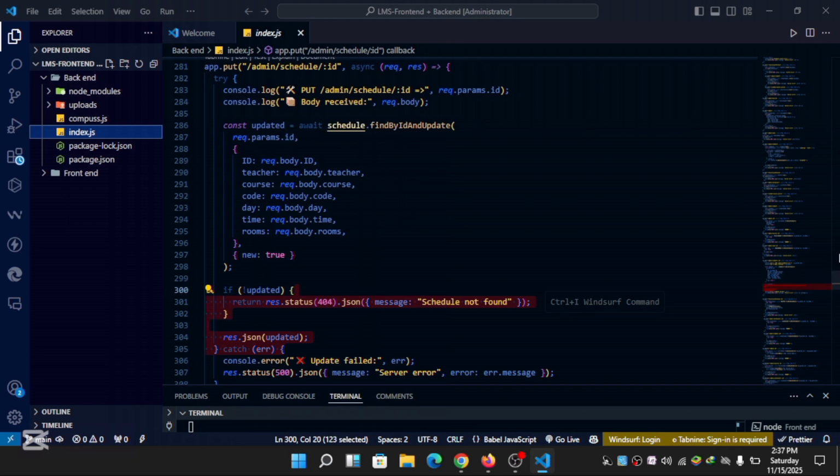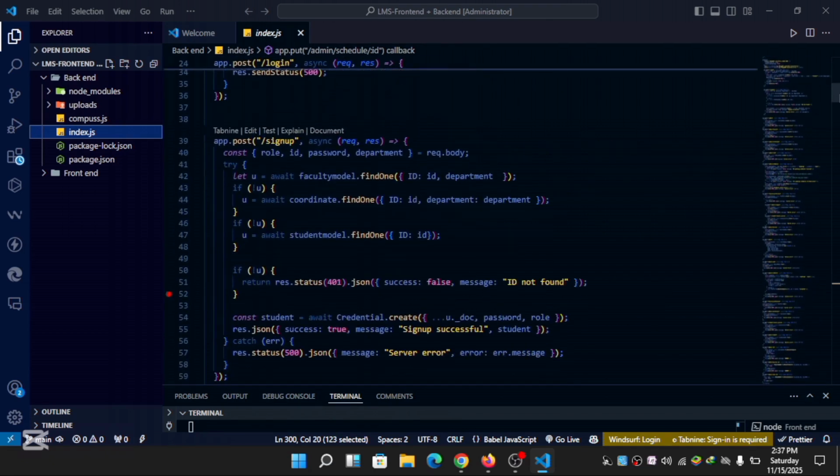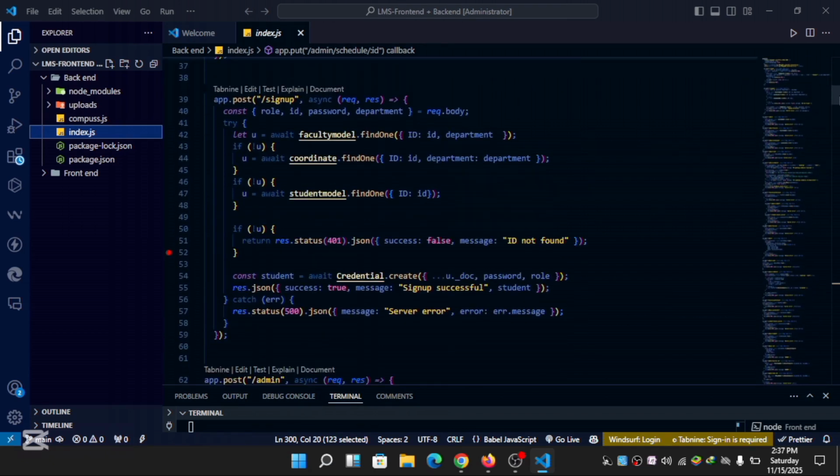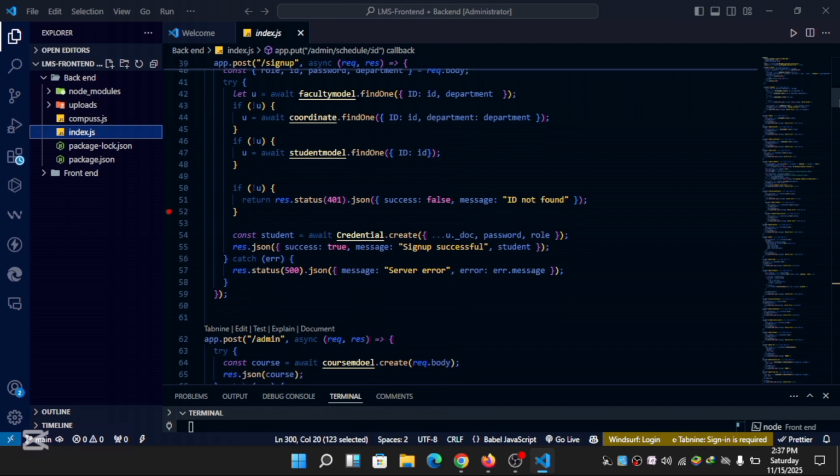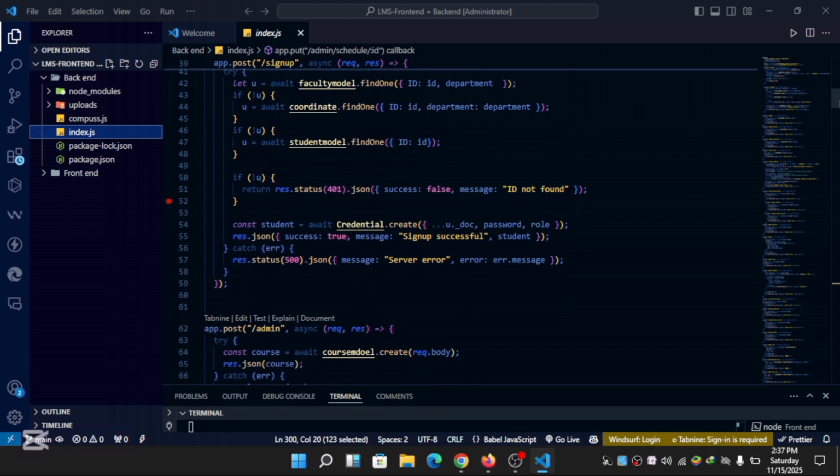3. Authentication. We'll cover JWT tokens, password hashing, protected routes, and the full login sign-up logic. You'll learn how to build a secure authentication system completely from scratch.